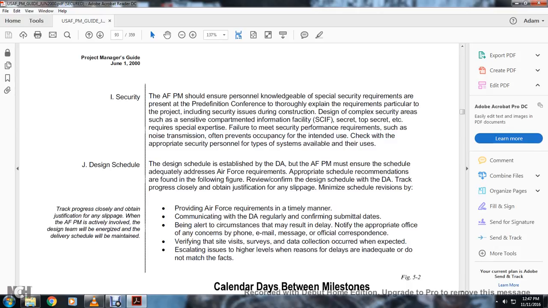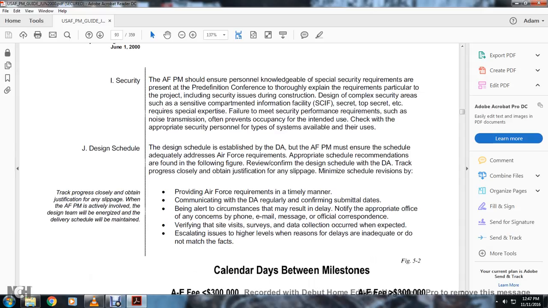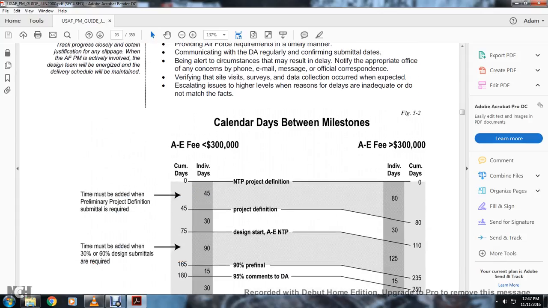Provide Air Force requirements in a timely manner. Communicate with the DA regularly, confirming the submittal dates, and be alert to circumstances that may result in delays. Notify the appropriate office of any concerns by phone, email, message, or official correspondence, verifying that site visits, surveys, and data collection occur as expected. Escalating the issue to higher levels will alleviate reasons for delays and ensure adequate due diligence.